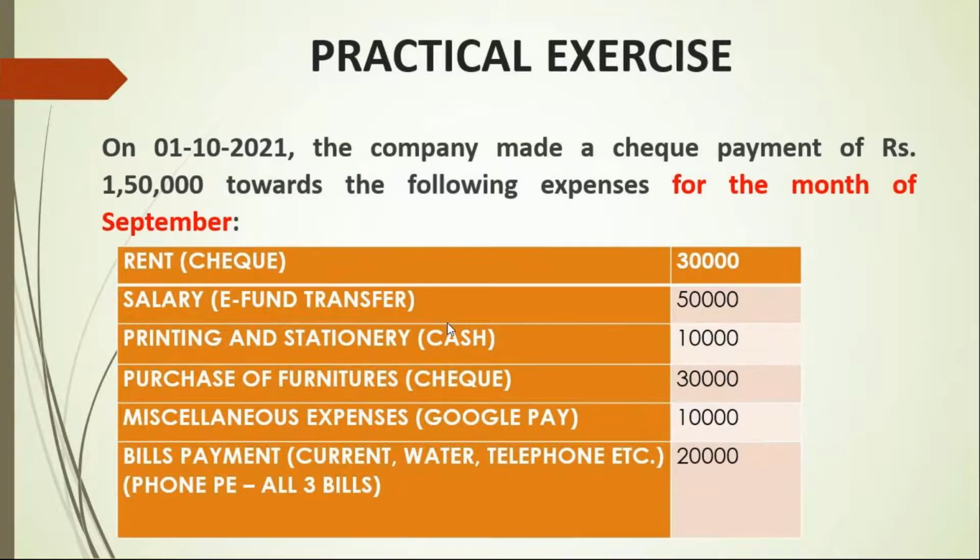Now, which are all the expenses which are being incurred for the month of September? Let's check. Right, so we have this is rent. Now, rent is paid by means of check. And what is the total rent? It is 30,000. Next is salary. Salary is paid by fund transfer. And this is a normal way we receive all our salaries. Yes, it's only the fund transfer.